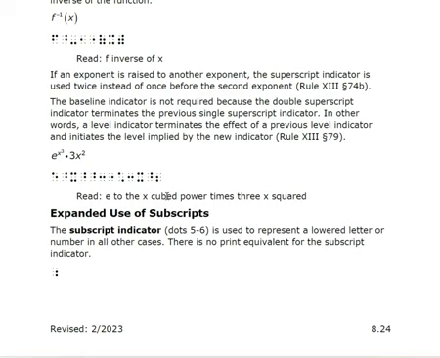We have, if an exponent is raised to another exponent, the superscript indicator is used twice instead of once before the second exponent. So we have e, superscript x, then we've got 2 superscripts with the 3. Then we have the times symbol, which is the dot, which is a .5 ch. Then we have 3x superscript 2. Okay?